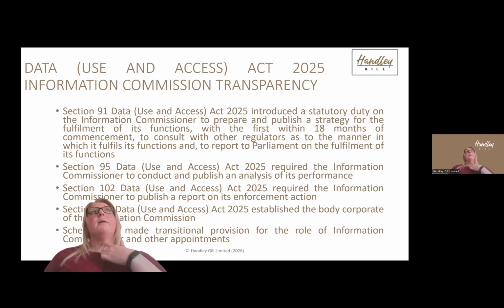So where are we now? We're in March. So we're already coming up for a year of the Act. So it's not going to be that much longer, roughly by the end of this year, to consult with other regulators as to the manner in which it fulfills its functions and to report to Parliament on the fulfilment of its functions. Section 95 of the Act required the Information Commissioner to conduct and publish an analysis of its performance. Section 102 required the Information Commissioner to publish a report on its enforcement action.